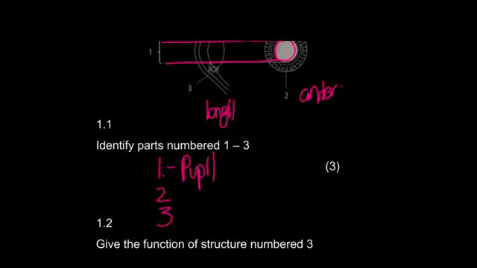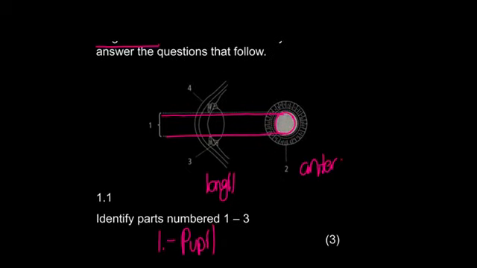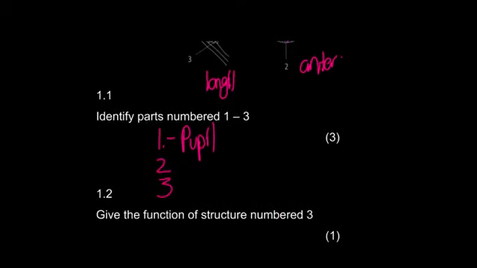If I go to number 2, what is number 2 showing me? Number 2 is showing me, from the front of the eye, what are these things that go around here? We're going to look at them now. They are the muscles of the iris. They haven't asked you for the muscles, they've asked you for the part, and the part would then be the iris.